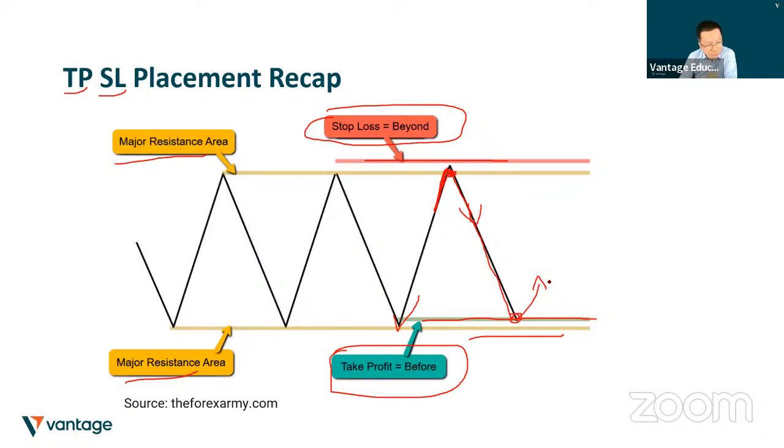Just a quick recap again. Remember, take profit levels have to be before a support level or before a resistance level. So in this case, your take profit here would be at this level before the resistance. If you're selling, then your stop loss would be here, or if you're buying, your stop loss would be here, below that support level. So stop loss beyond, take profit before. Just remember those couple of lines.